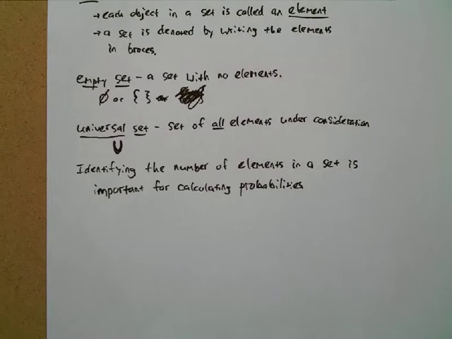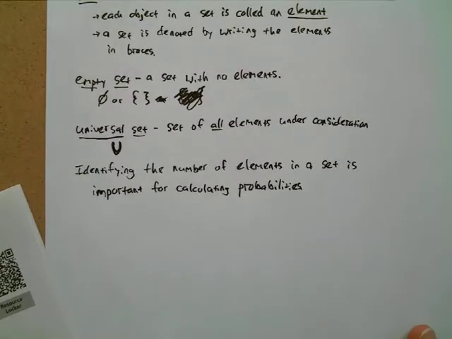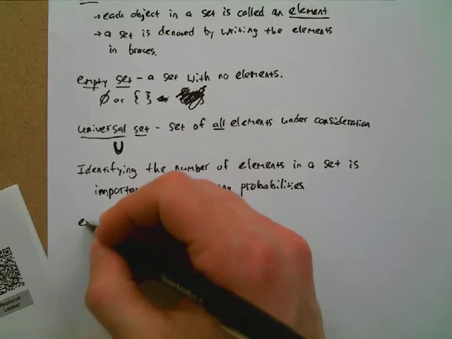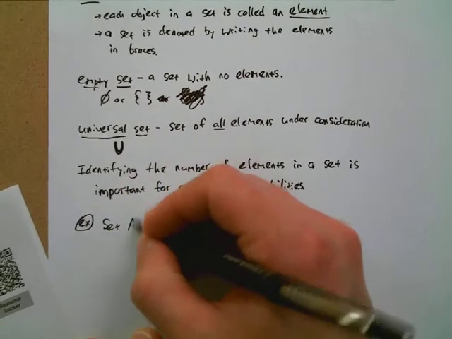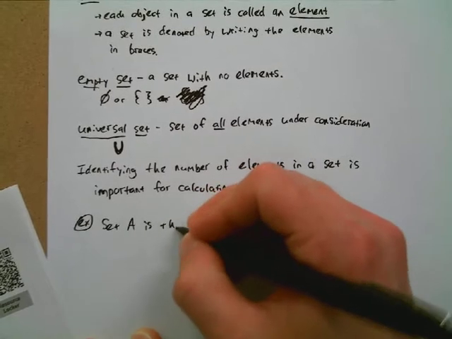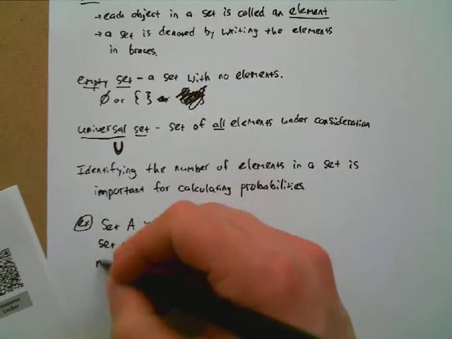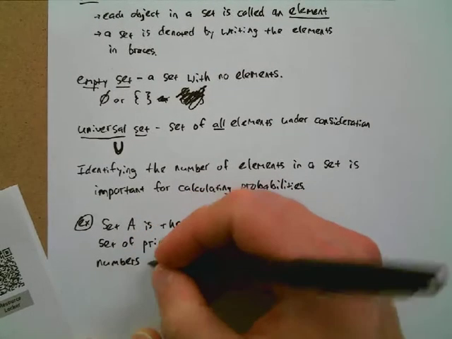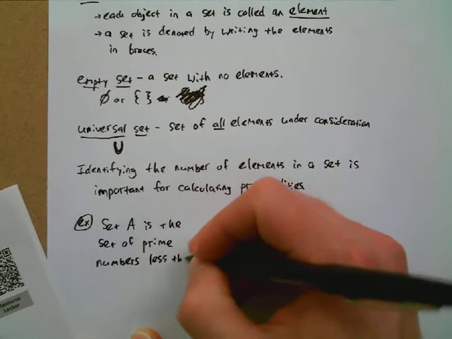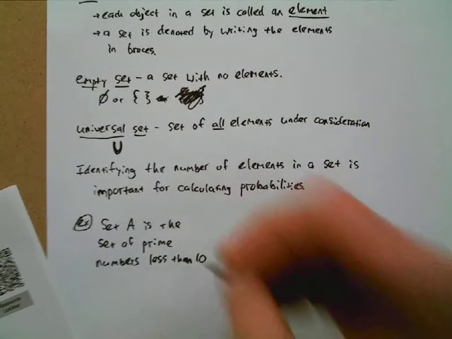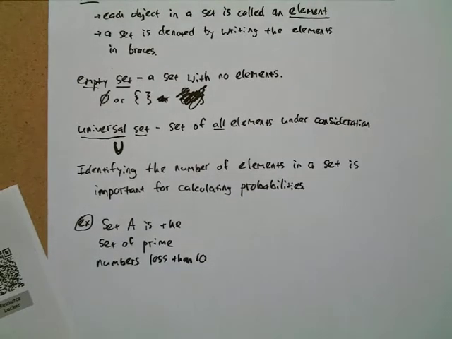Let's talk about a couple of sets here and just see what we can come up with. Some examples. Let's say set A is the set of prime numbers less than 10. We just talked about what prime numbers were, refreshed our memories about prime numbers there. So set A is going to be the set of prime numbers that are less than 10.